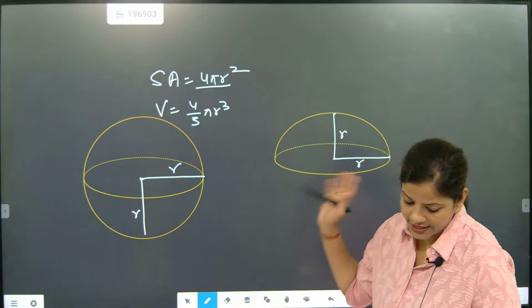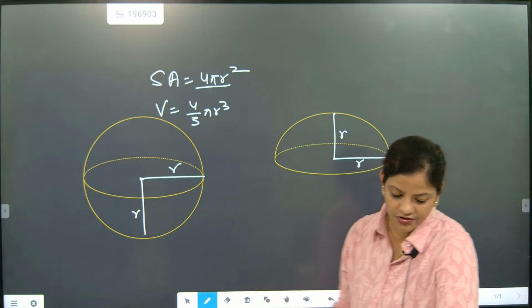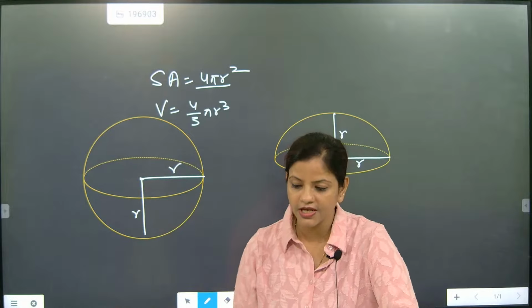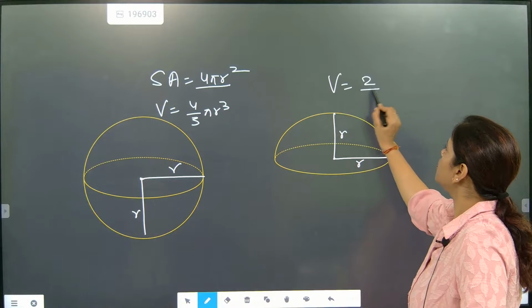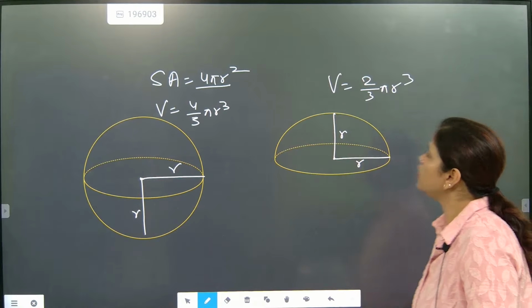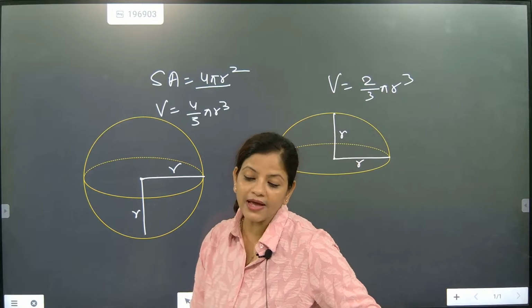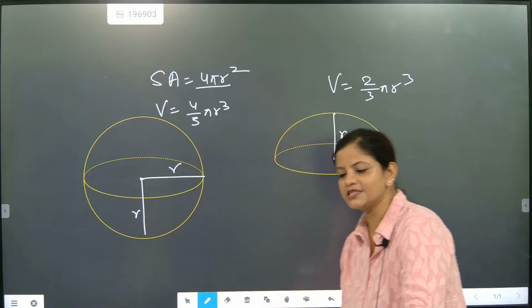But now for the hemisphere, you have surface area, total surface area and then volume. So the volume of a hemisphere is 2 by 3 pi r cube. Volume of hemisphere is 2 by 3 pi r cube. Understood?